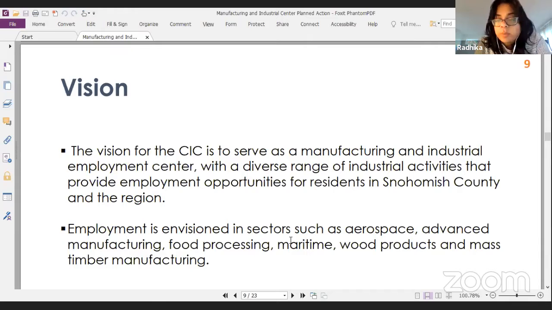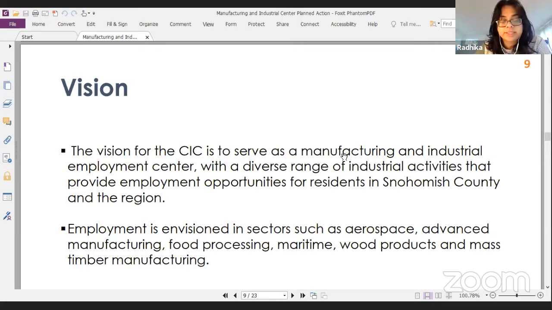And before I talk about the conceptual alternatives that we tested in the EIS, I wanted to talk a bit about the Siberia plan's vision for the CIC. And given that the CIC is a manufacturing industrial center, which is intended to be a concentrated area of industrial and manufacturing activity, the Siberia plan's vision for the CIC is to serve as this industrial and manufacturing center for Snohomish County, and to include a diverse range of job-rich industrial activity.